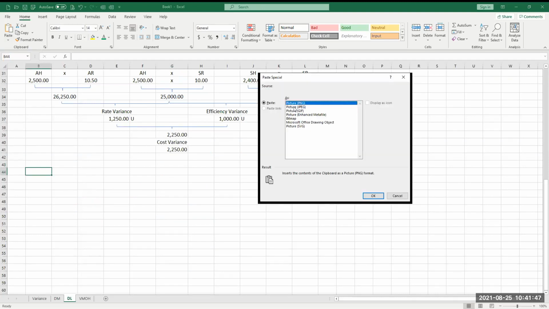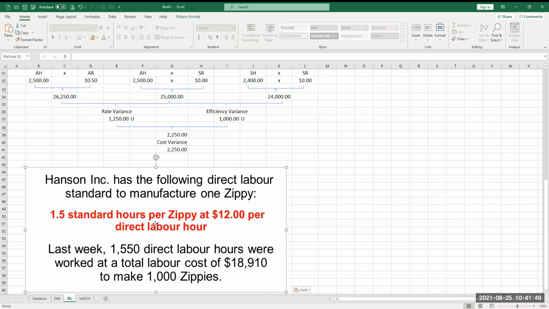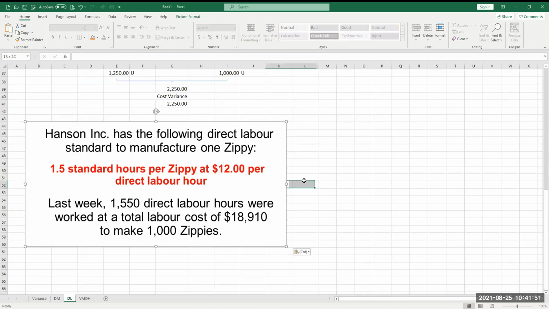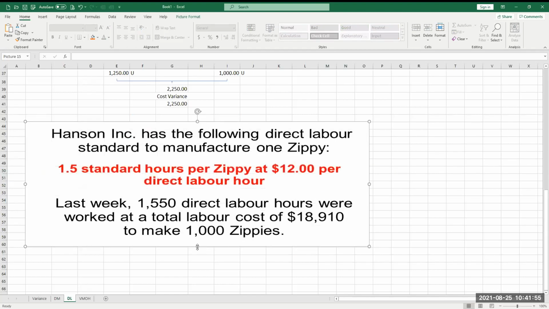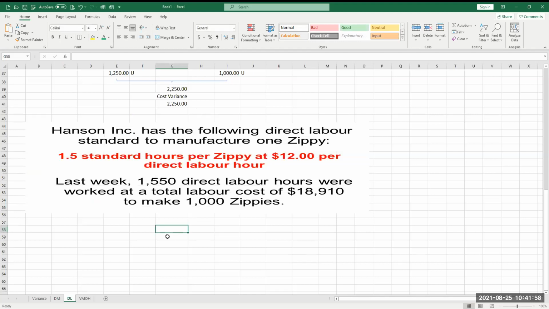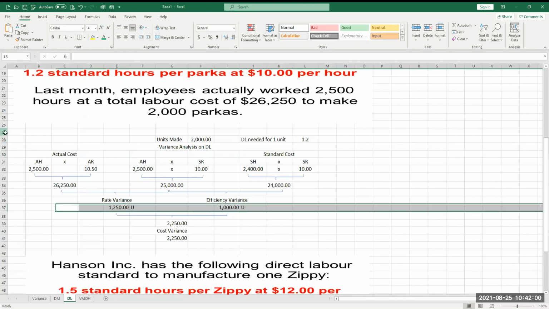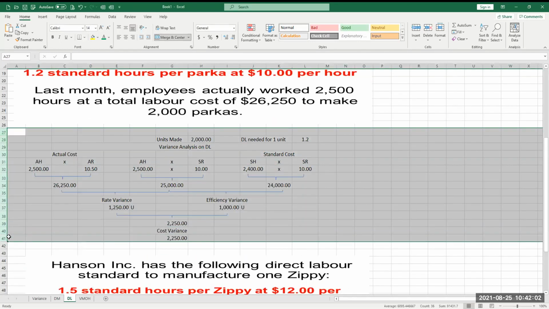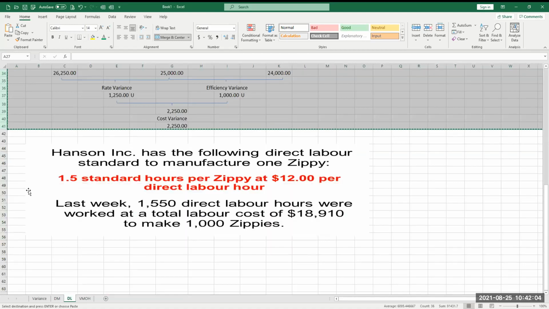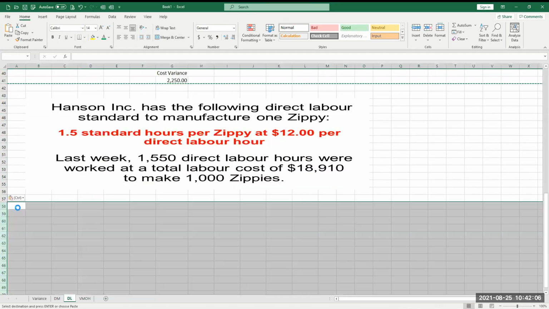Can you guys see my screen? Yes. Excellent. Let's do this together faster because now you're getting speed. Now you're getting faster and faster. All right.